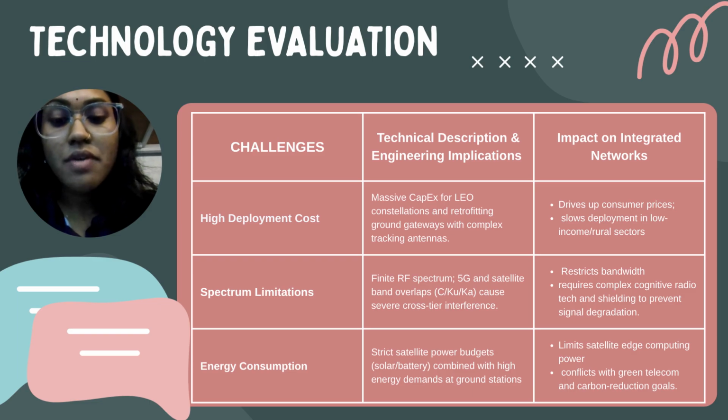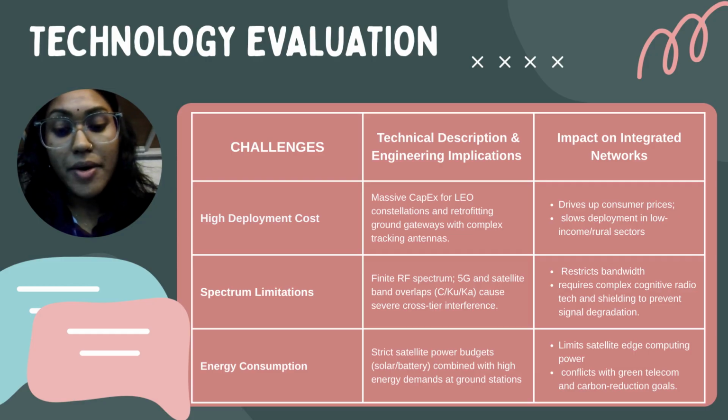outlines the foundational physical and resource challenges we face when integrating the LEO constellation and terrestrial networks. First, the sheer capital expenditure required to launch a satellite and upgrade ground gateways with complex tracking antennas significantly increases the financial risk and inevitably drives up consumer costs. Beyond these financial barriers, we are constrained by finite physical resources such as spectrum. Overlapping 5G and satellite frequency bands risk severe interference that requires advanced cognitive radio solutions to mitigate, while the strict power budget for the solar-reliant satellites combined with the high energy demands of the ground stations ultimately bottleneck our edge computing capabilities and conflict with global green telecom initiatives.